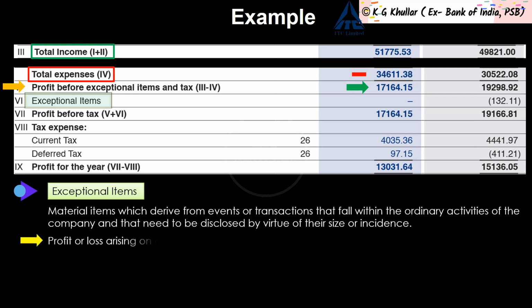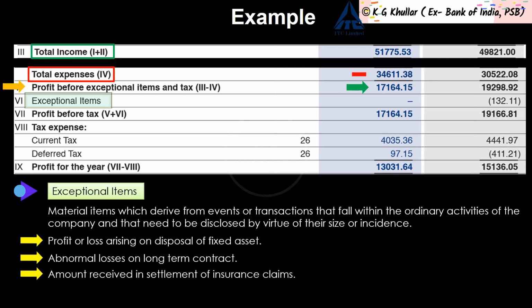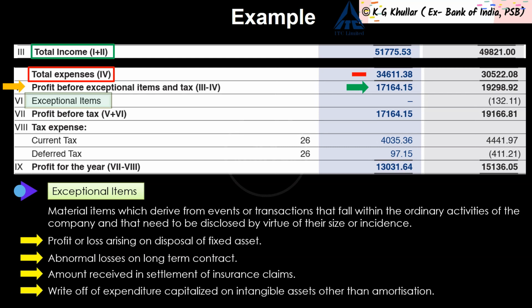Now example of exceptional items are, first one is profit or loss arising on disposal of fixed asset. Then abnormal losses on long-term contract. Then amount received in settlement of insurance claims. And lastly, write-off of expenditure capitalized on intangible assets other than amortization.